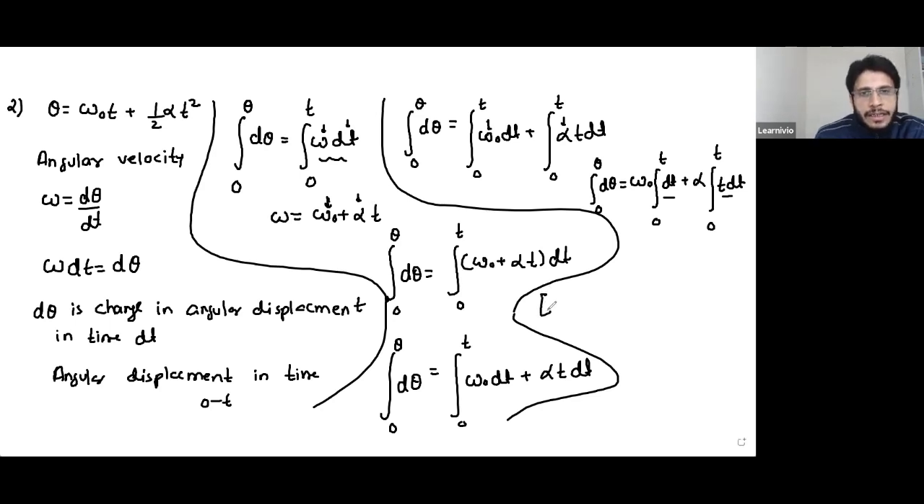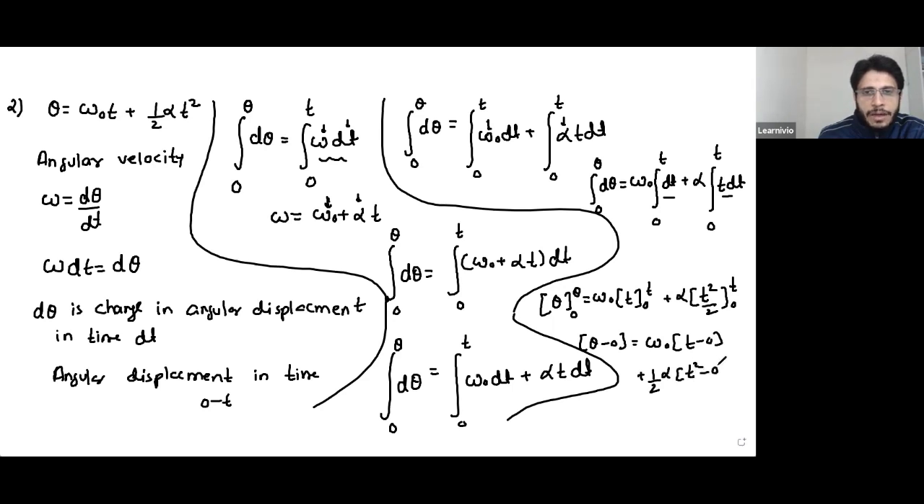Now if I start integrating, the integral of d theta is theta, limit 0 to theta. Omega naught is constant, integral of dt is t, limit 0 to t. Alpha is constant, integral of t is t square by 2. So this is theta minus 0 equals omega naught into t minus 0, plus half alpha into t square minus 0 square. So you can write this as theta is omega naught t plus half alpha t square.